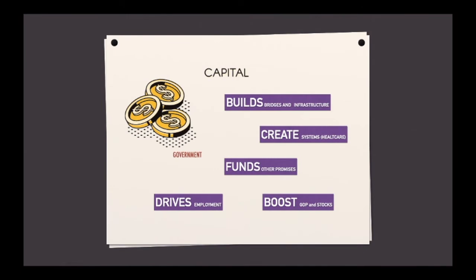Now, the banks have money and the treasury got the money from the banks and it gives it to the government. And now the government builds the promise. It builds bridges and infrastructure. It creates systems like PhilHealth, funds other promises, and then it drives employment because it needs people to make those things. Now the people get the currency as their salary, and now the GDP goes up and the stocks go up.